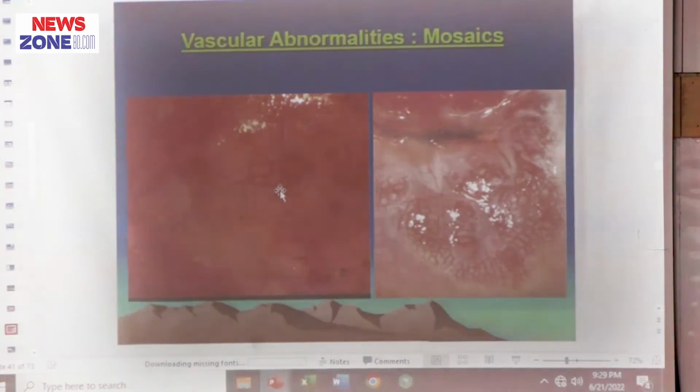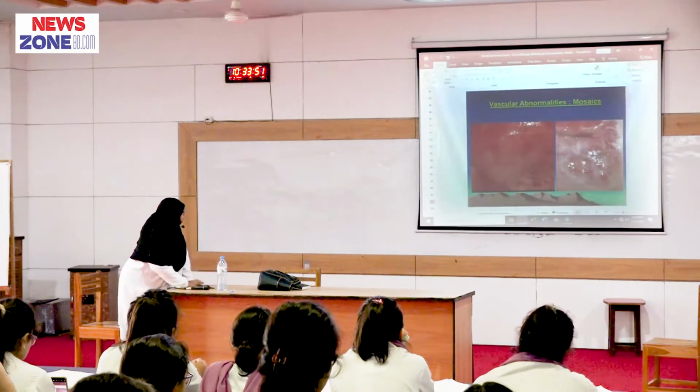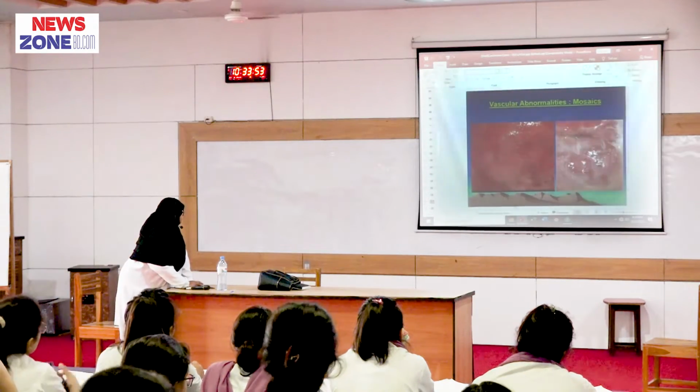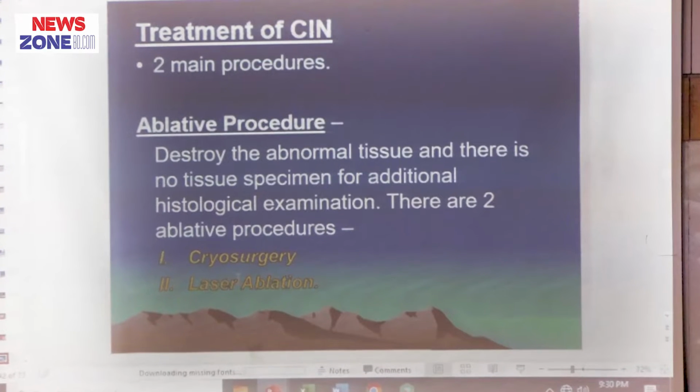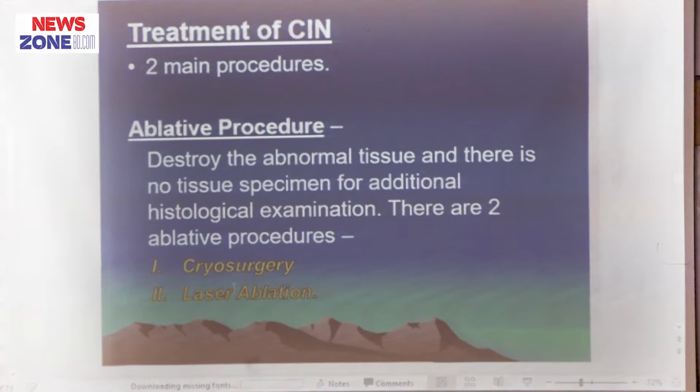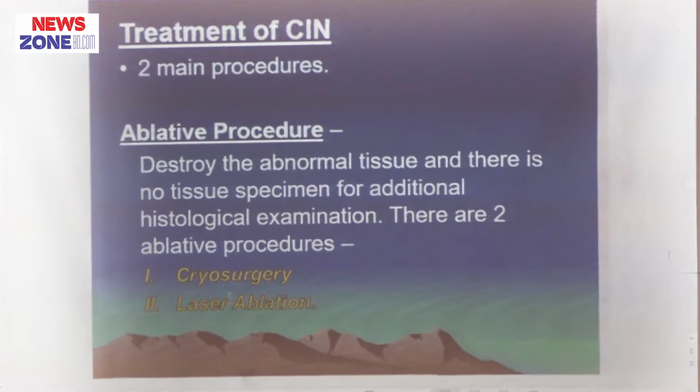This is a mosaic pattern. If there is a mosaic pattern, this is abnormal. It is a finding of colposcopy. You already know the term colposcope. So by colposcopy we see the mosaic pattern of the abnormal epithelium. I told you about cervical intraepithelial neoplasia. There is some management here.